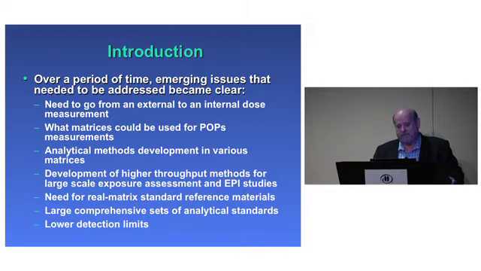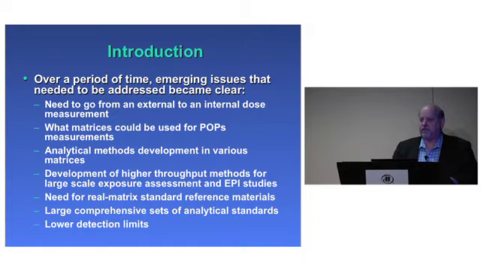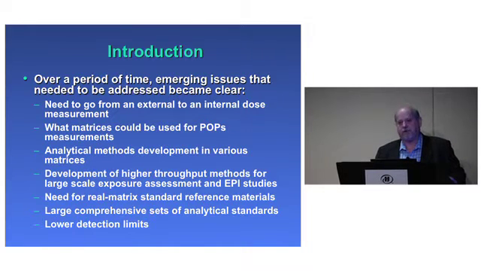Over the period of time, there are some emerging issues that needed to be addressed, and they became clear over the decades. A need to go from an external to an internal dose measurement. Many times epidemiologic studies use as their exposure index an external dose based on levels in the environment. And we now know that just measuring something in the soil, for example, or dust or water doesn't necessarily mean that it gets into the human body, or how much of it gets into the human body is not always what's in the environment. So the new biomonitoring approach to exposure assessment has really taken hold.